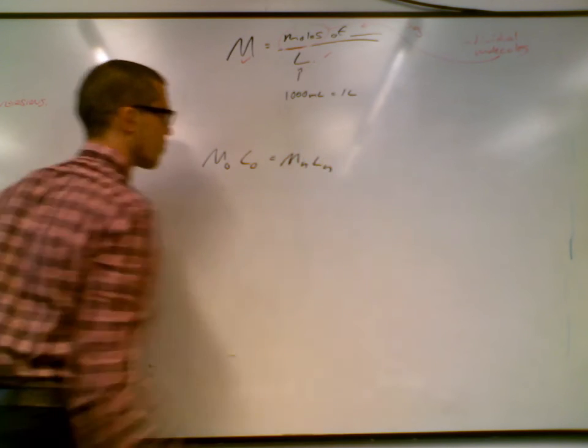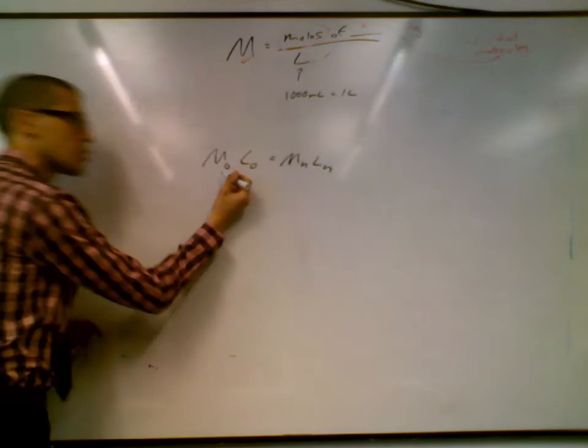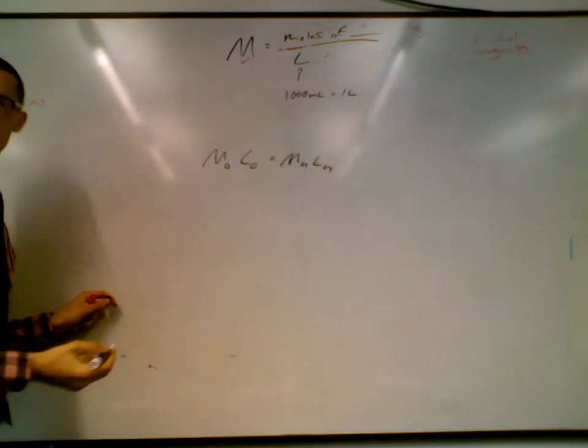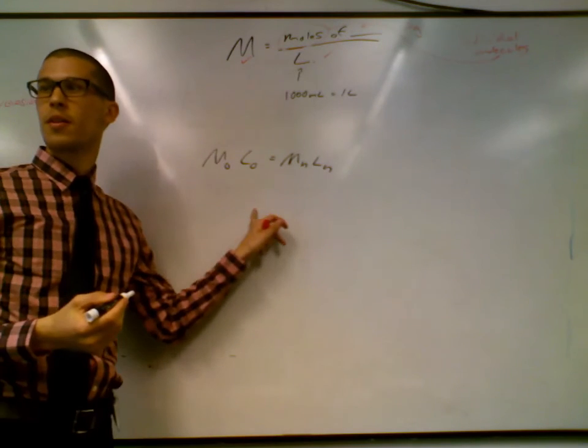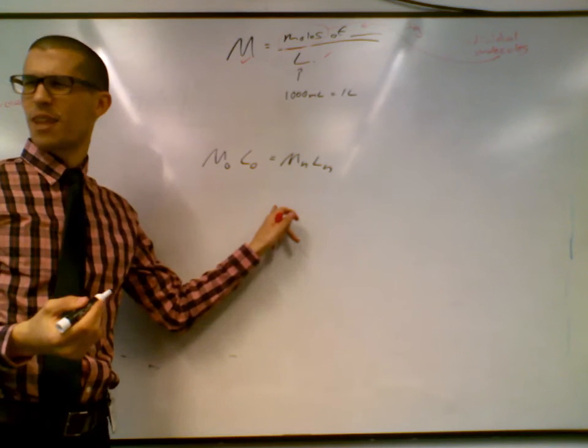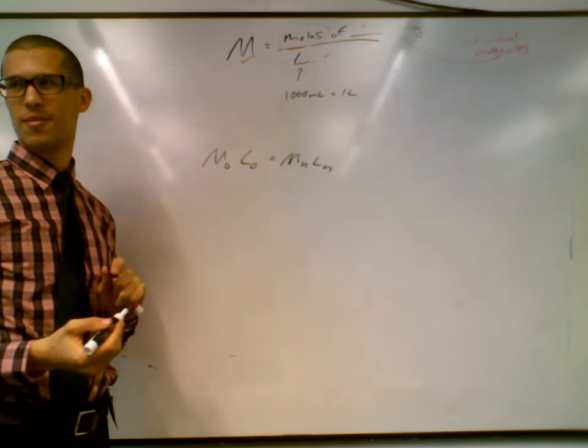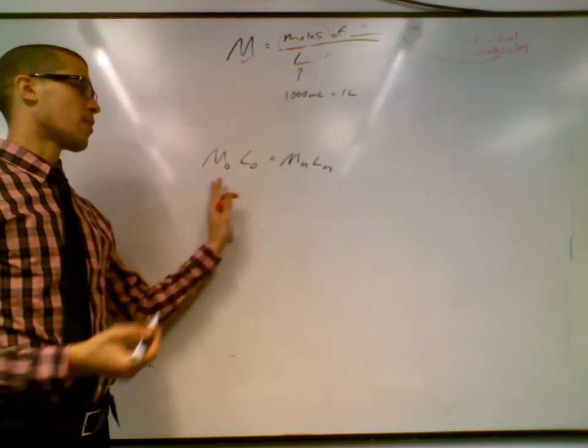Molarity equals moles per liter. So the molarity of the original solution times the liters of the original solution equals the molarity of the new solution times the liters of the new solution. So if you dilute something, you need to use this.